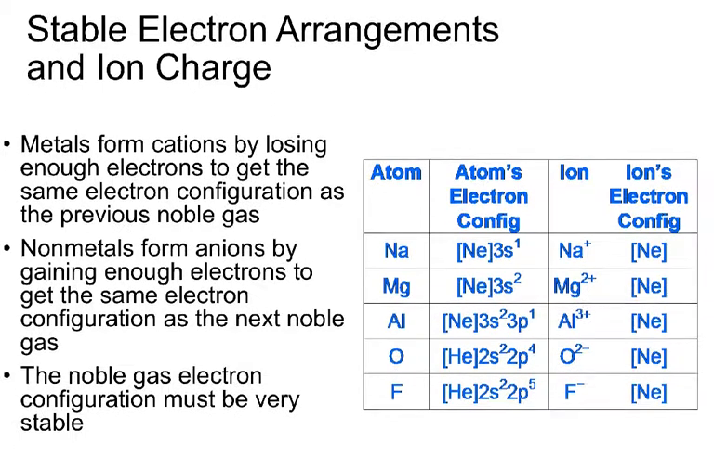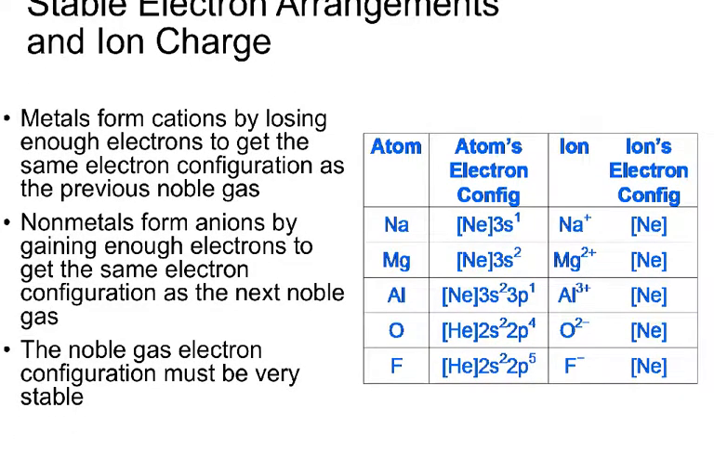And remember from chapter 8, our metals are going to lose electrons to get the noble gas configuration. Our nonmetals are going to gain electrons to get the noble gas configuration because that is the most stable configuration.